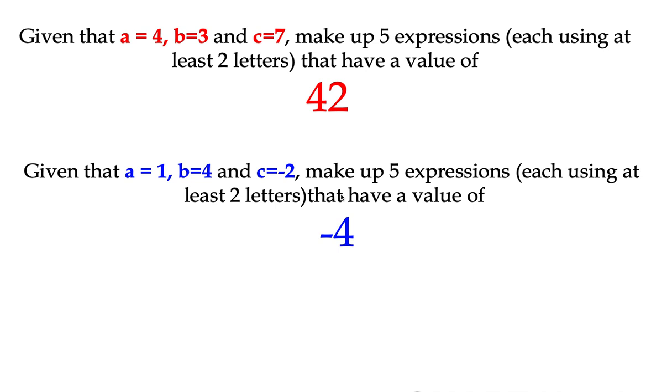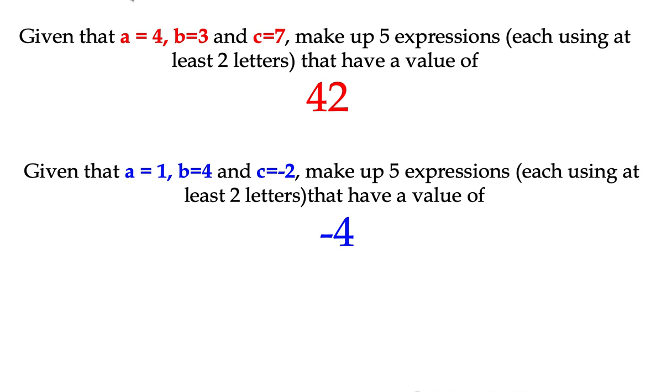The next substitution challenge. The first one says: given that A is 4, B equals 3, and C is 7, make up 5 expressions that have a value of 42. And you've got to use at least 2 of the letters in each one. So what does that mean, the value of 42?